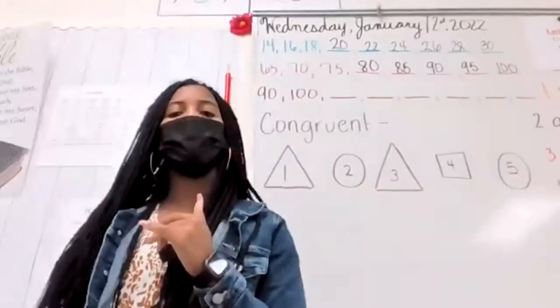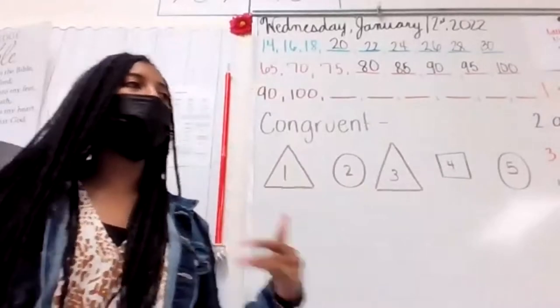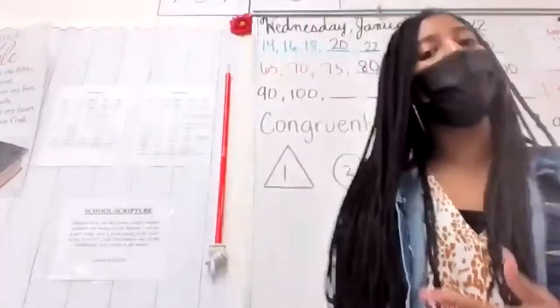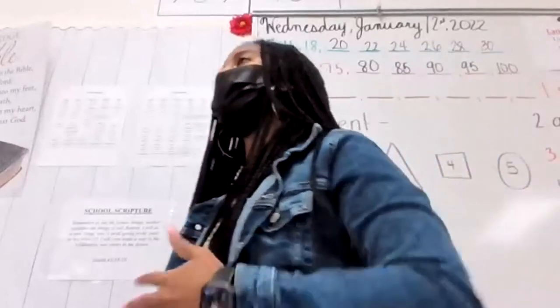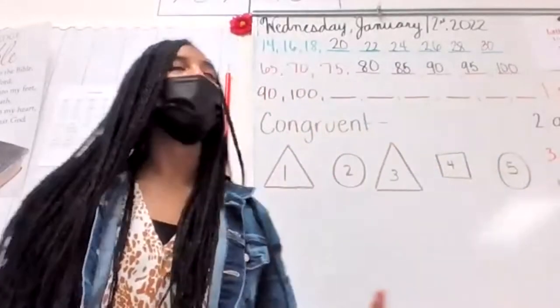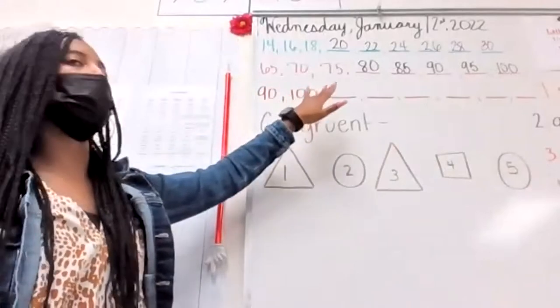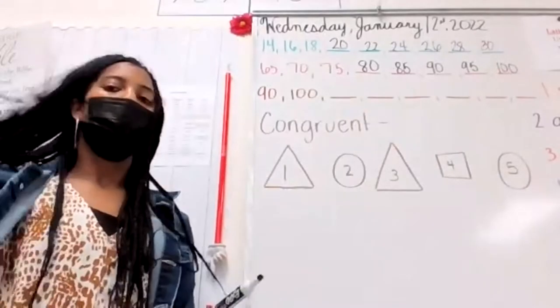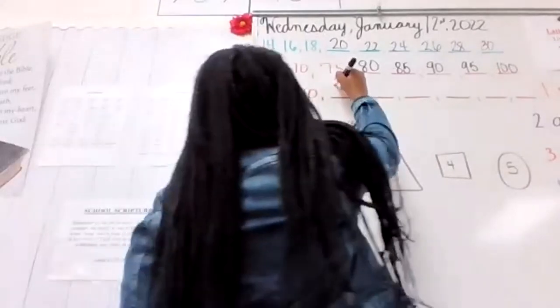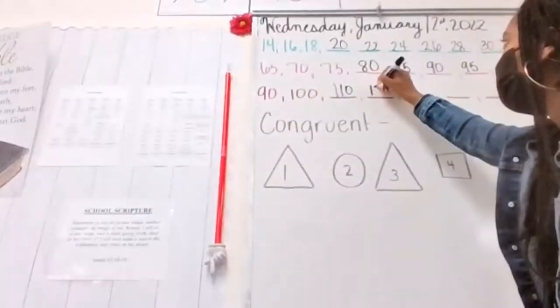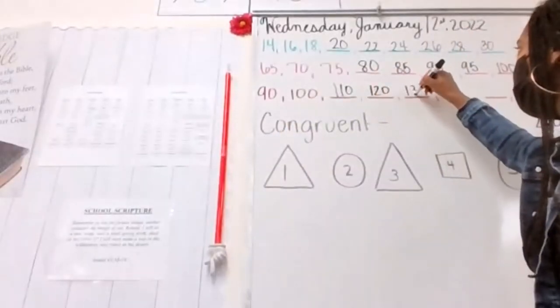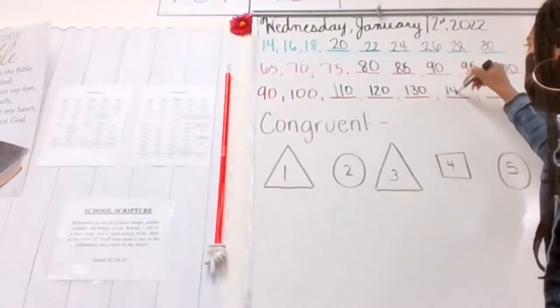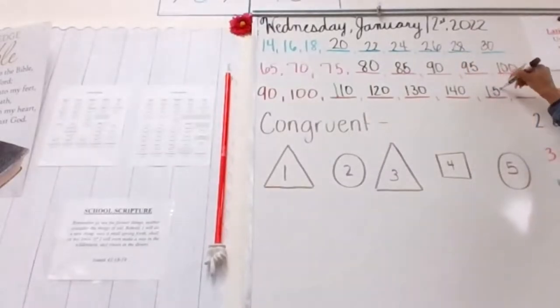Okay, and our last one, we're counting by tens, but remember, anytime we go past 100, the pattern stays the same. It does not change when you're counting by tens, except now you'll say 100 and. So I have 90, 100, 110, 120, 130, 140, 150, 160. Good. Let's count by tens to 160.